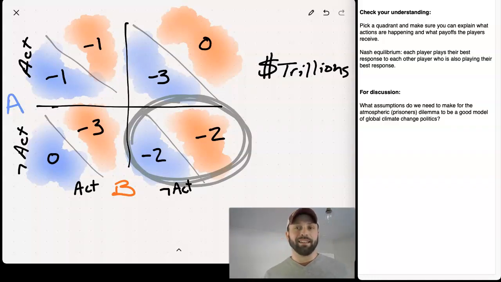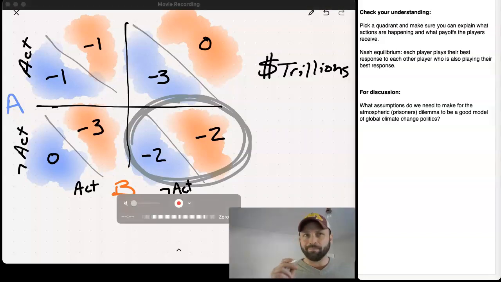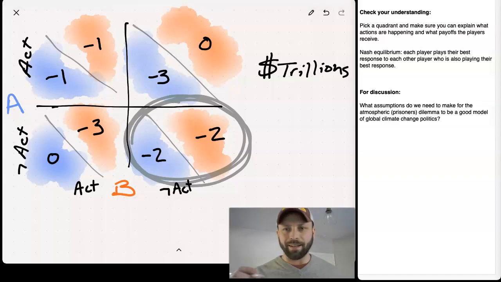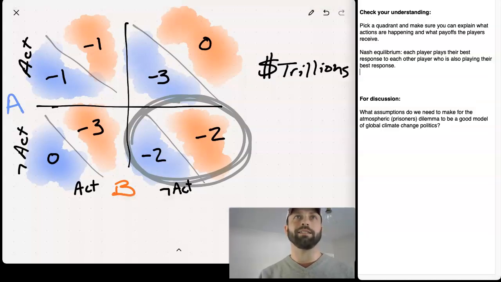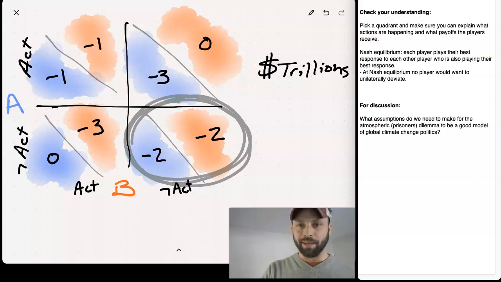And that is kind of a trippy situation. It's not the best. We'll get more into why it's not the best, but I think it's worth knowing a little trick to know that you're at the Nash equilibrium. At the Nash equilibrium, no player would want to unilaterally deviate.